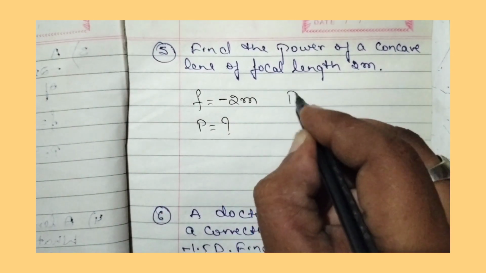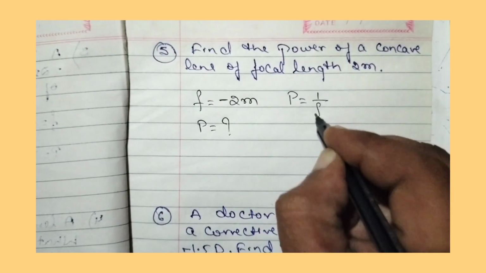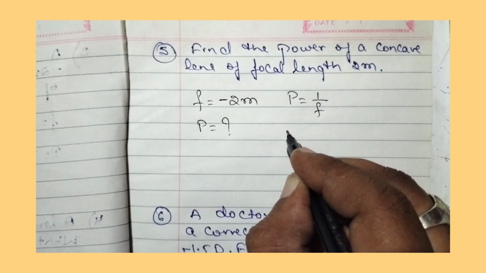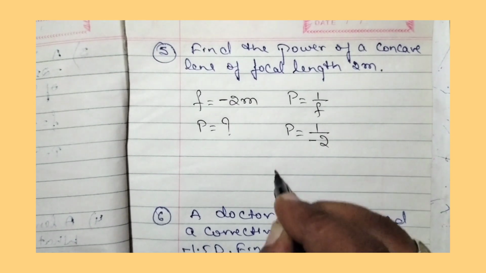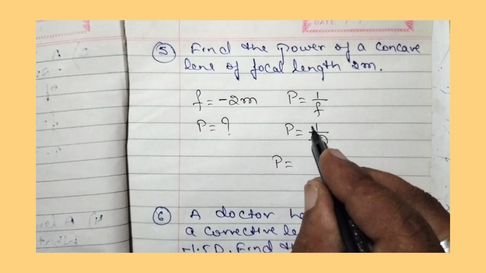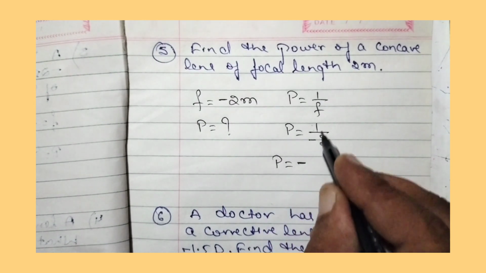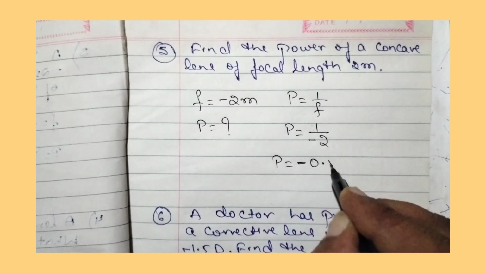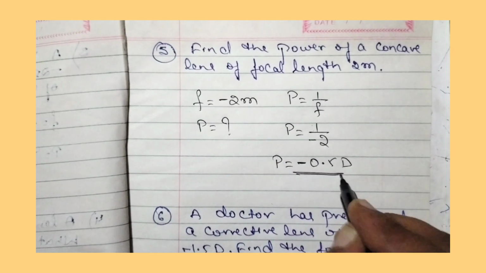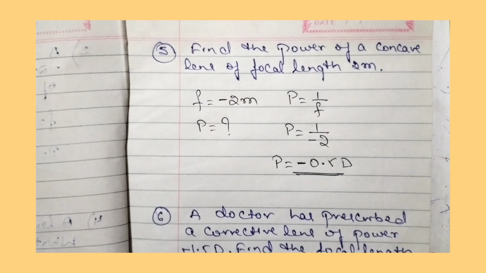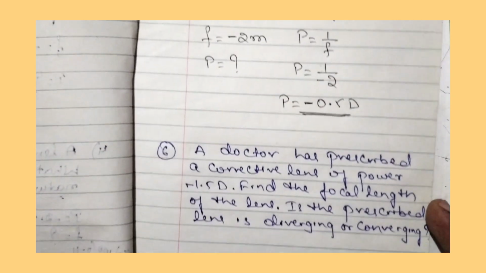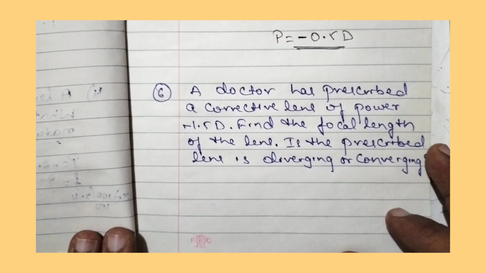So what is the power? P is equal to 1 by F. So P is equal to 1 divided by minus 2. So power is equal to, plus by minus is minus, half is 0.5 diopter. Therefore the power of the lens is minus 0.5 diopter. So like this we have to find out the power of the lens.